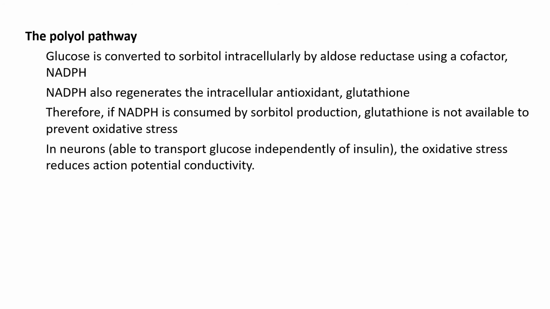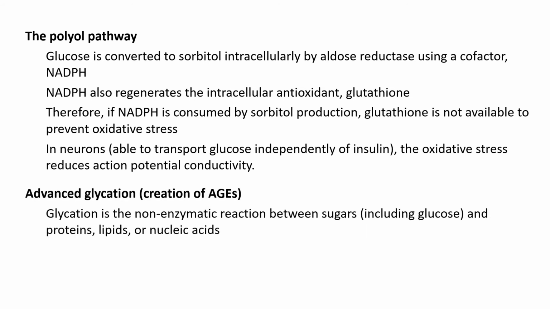When this happens in neurons, remember neurons are one of the cells that use the polyol pathway in hyperglycemia because they are able to transport glucose in independently of insulin. In neurons, the oxidative stress reduces action potential conductivity. So in other words, action potentials do not conduct as well or as rapidly as they would normally do. So we have neuropathy.